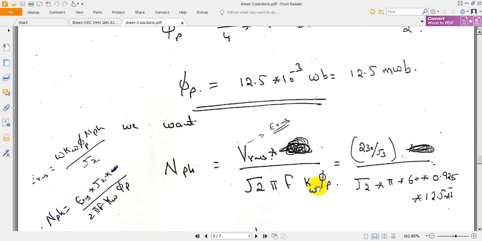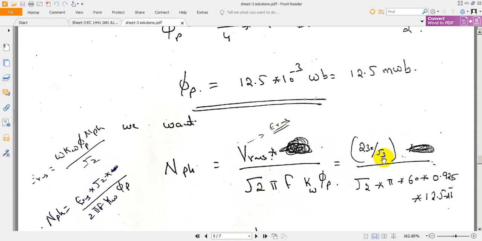But what has been given? It has been given as the line voltage. So to convert the line voltage into the phase voltage, divide by root 3, and you will get the phase value, into root 2, divided by 2 pi f. Here root 2 and root 2 get cancelled, root 2 remains. E_RMS, V_RMS same. 2 root 2, root 2 will be remaining, pi f, winding factor, flux per pole.